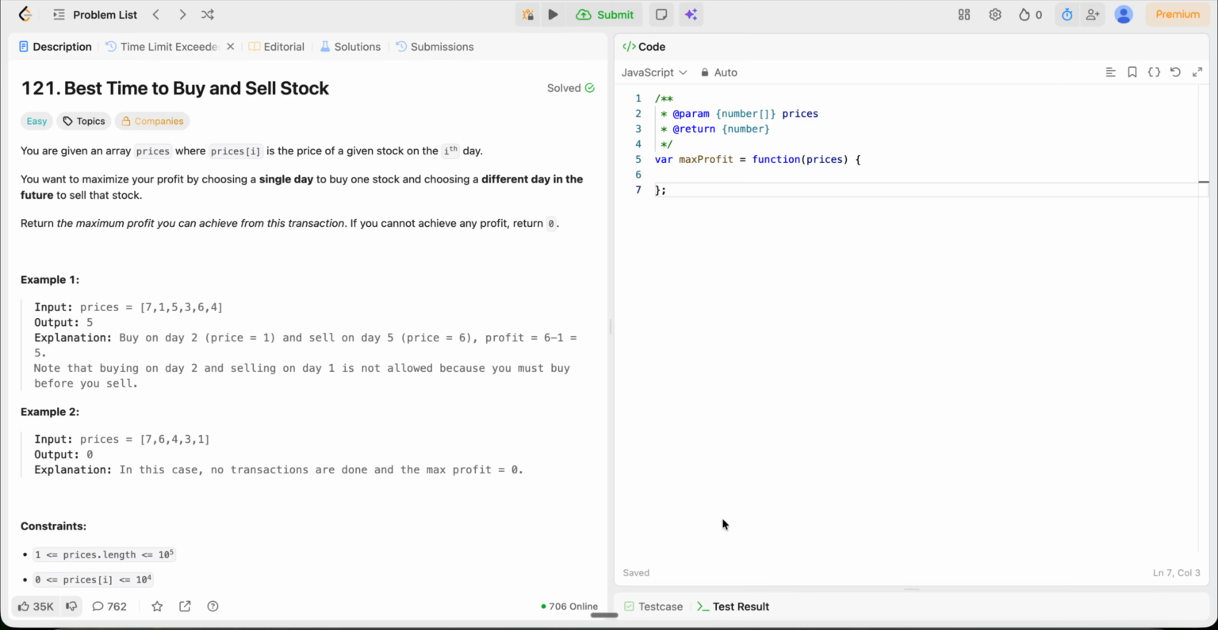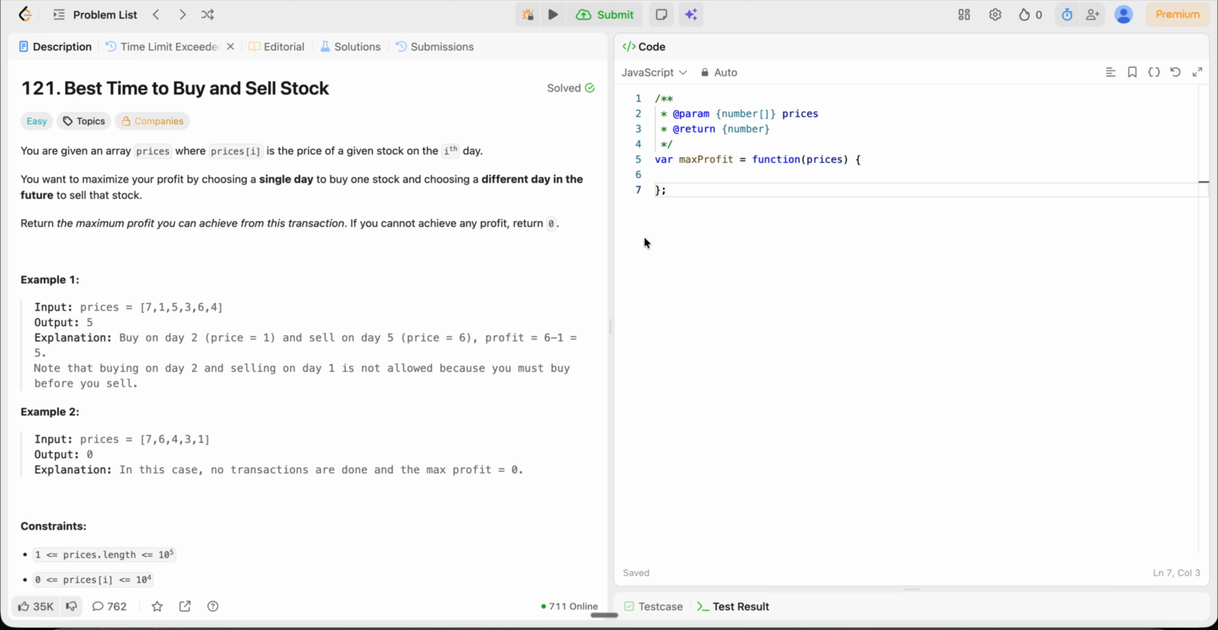Hi everyone, let's solve the problem best time to buy and sell stock. You are given an array prices where prices[i] is the price of a given stock on the ith day. You want to maximize your profit by choosing a single day to buy one stock and choosing a different day in the future to sell that stock. So this is the problem statement.